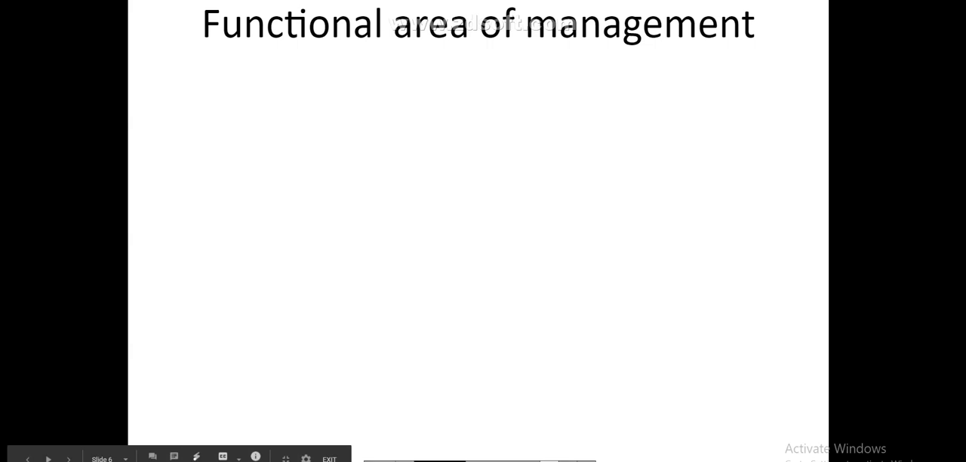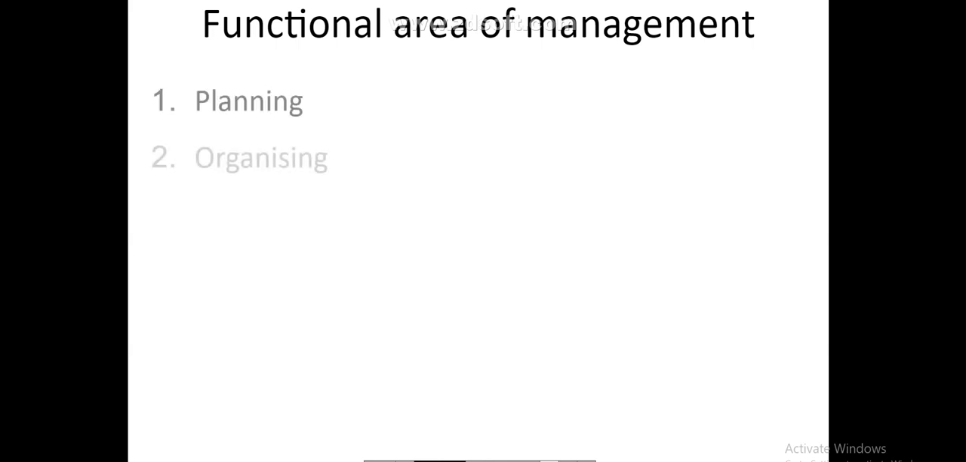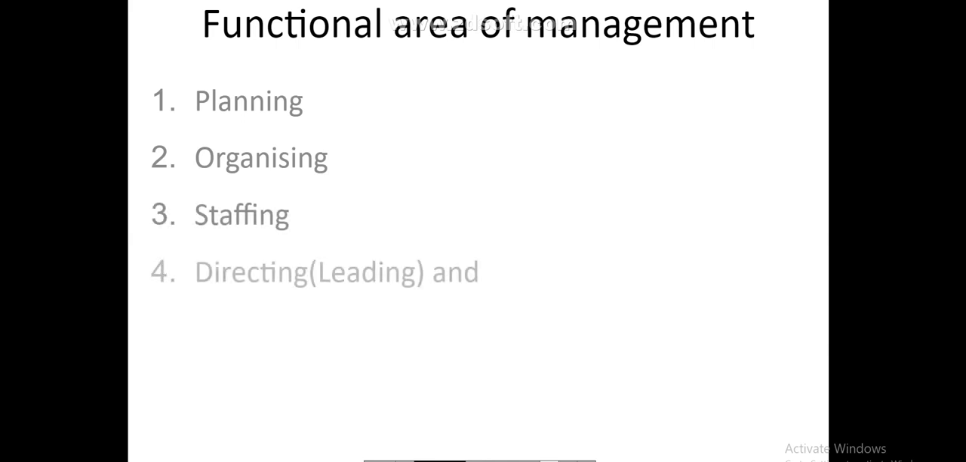Now let us look at the 5 important functional areas of management, that is planning, organizing, staffing, directing, and lastly controlling.